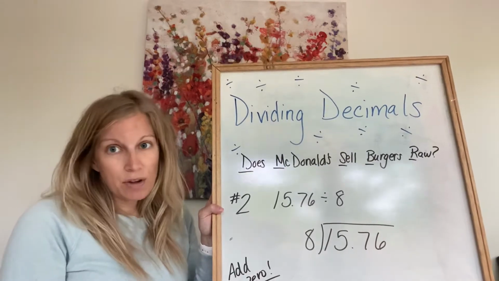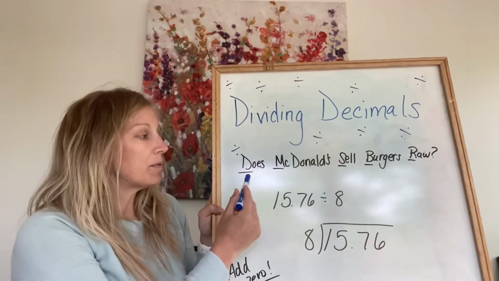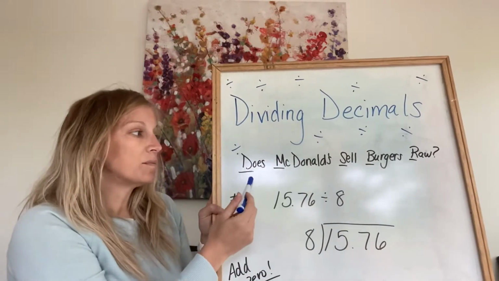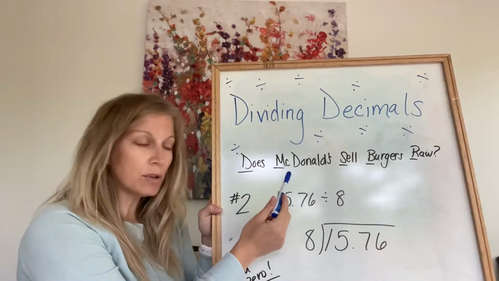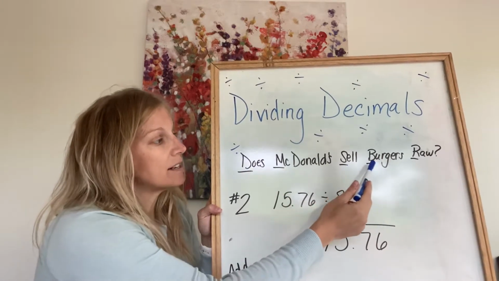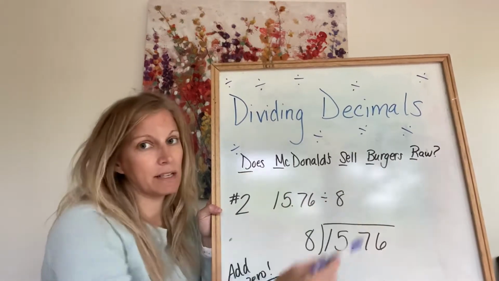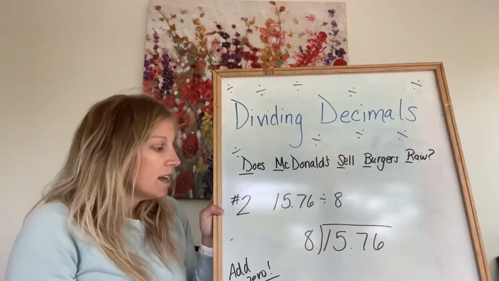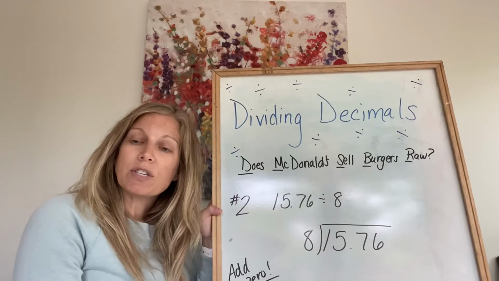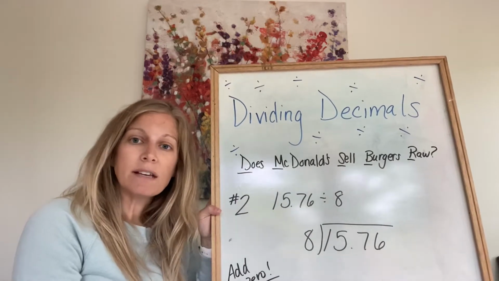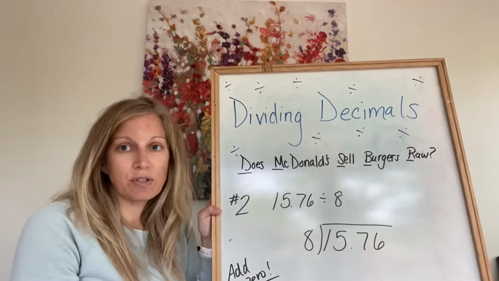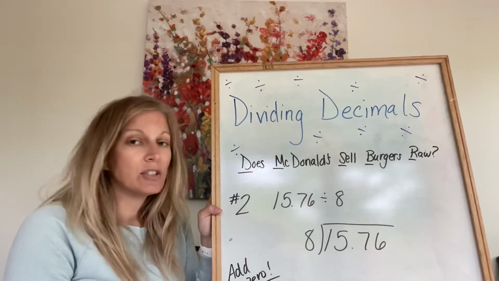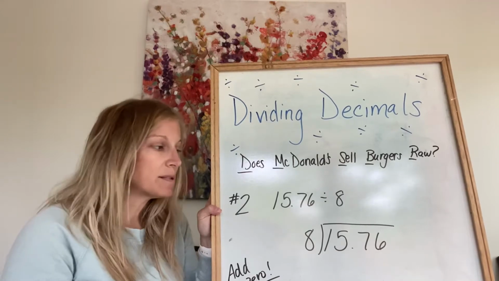So just a review on dividing decimals. Remember we talked about, does McDonald's sell burgers raw? So we divide, multiply, subtract, bring down, and repeat. If you remember those steps, then you should be fine. I took a couple examples from our worksheet that we're doing in our packet, and I thought we could just use those as our examples to figure out what to do with these decimals.